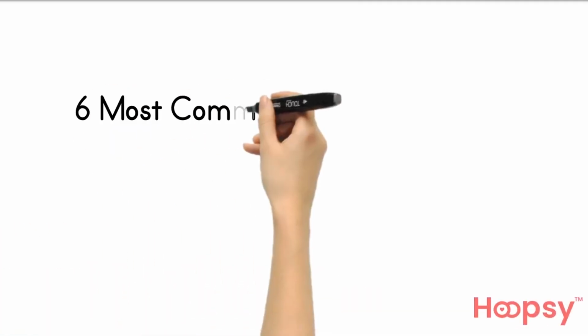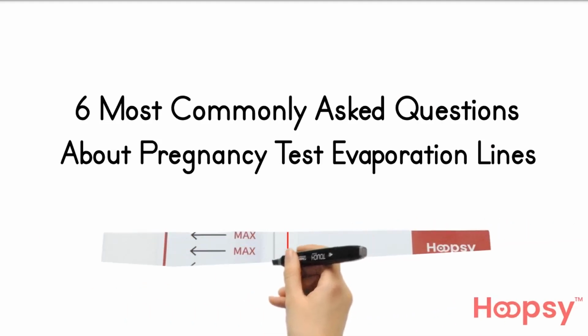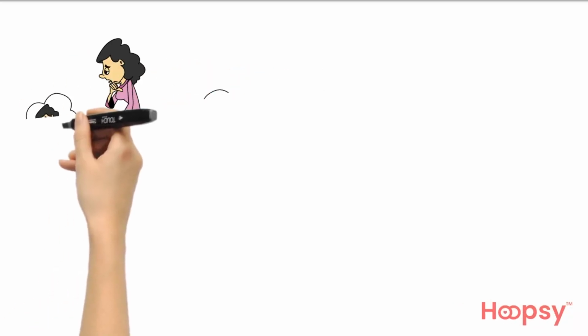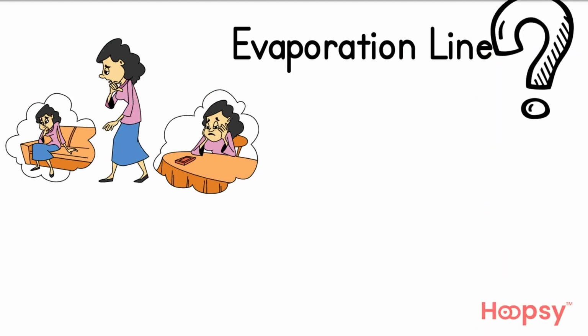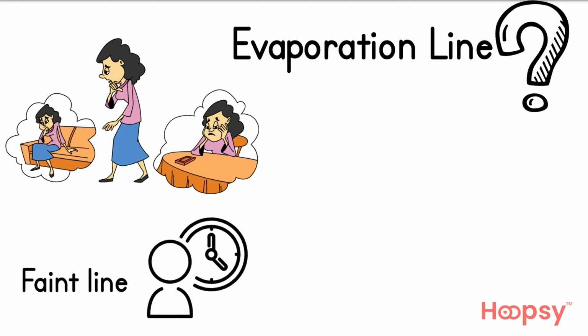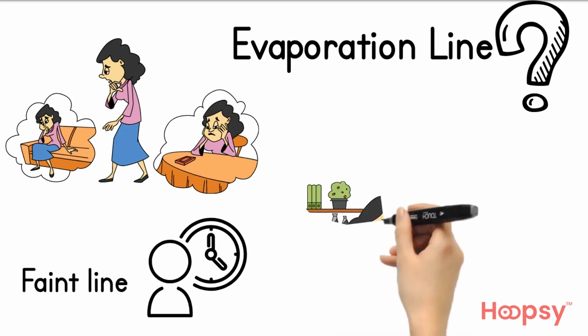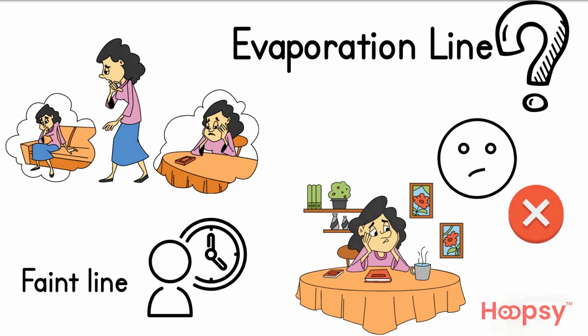6 most commonly asked questions about pregnancy test evaporation lines. A common concern for women who take home pregnancy tests is the possibility of an evaporation line. This is a faint line that can appear on the test after the designated time for reading the results has passed. While it's normal for this line to appear, it can be confusing and can even lead to mistaken results.